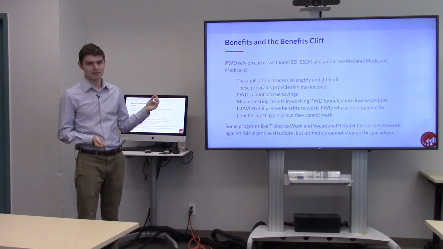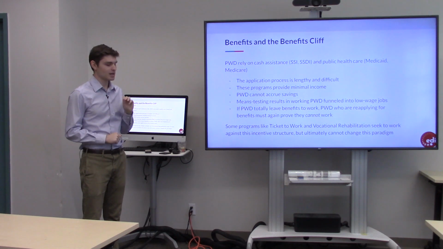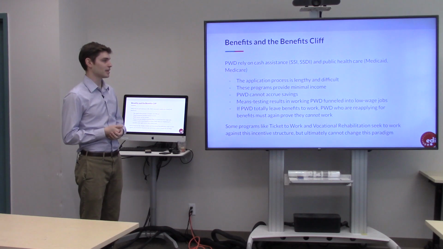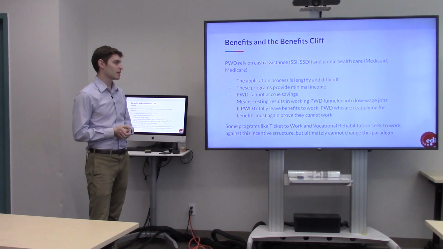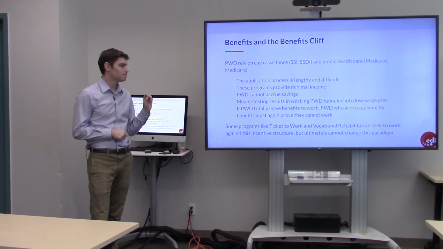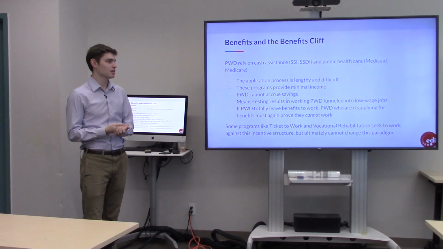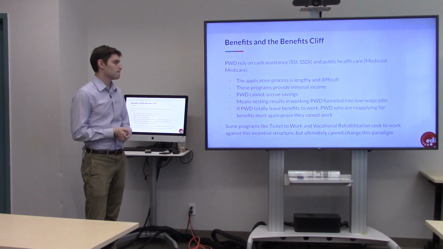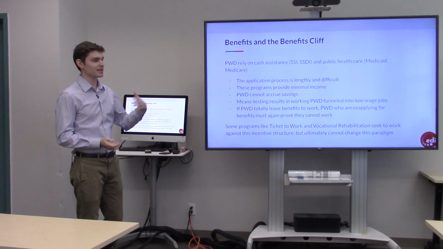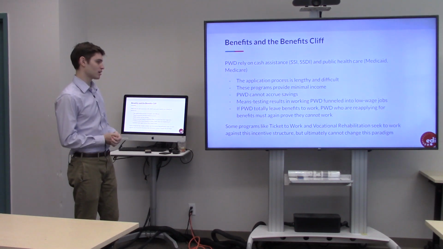The process is quite lengthy and difficult. They provide relatively minimal income. People with disabilities in those programs are limited in what savings they can accrue. I think it's an asset limit of $2,000 in a bank account. And as a result of that, you have sort of a funneling of people with disabilities on those benefits into lower wage jobs and less stable jobs. And then, of course, you have to prove that you can't work to join those benefits, and if you just decide to work and then come back to them, it's a little harder to prove your case the second time around that you can't work.